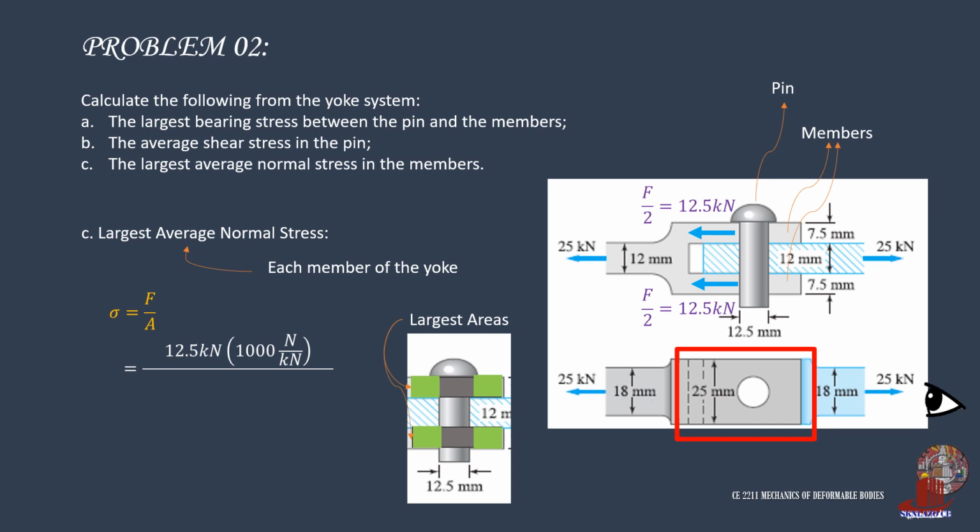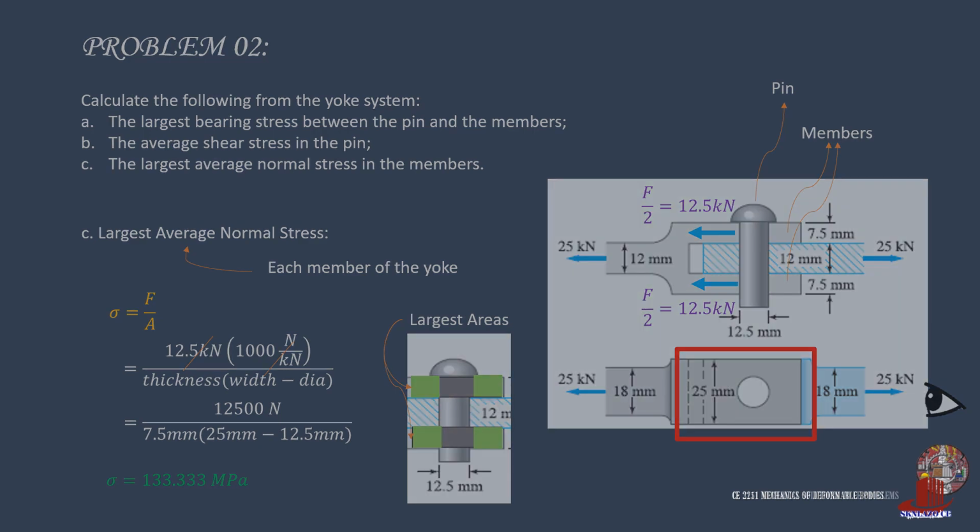Normal stress is then 12.5 kilonewtons times 1,000 conversion factor all over the member area, taken as the thickness times the width less the diameter. The stress is then 12,500 newtons all over 7.5 mm times the quantity of 25 less 12.5 millimeters, simplified as 133.33 megapascal.